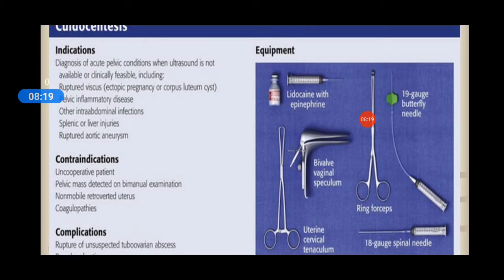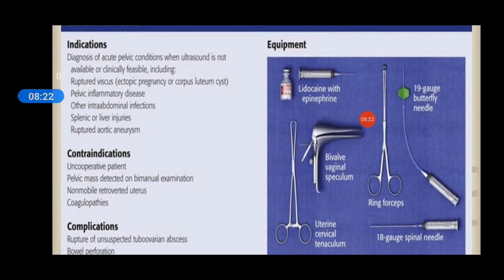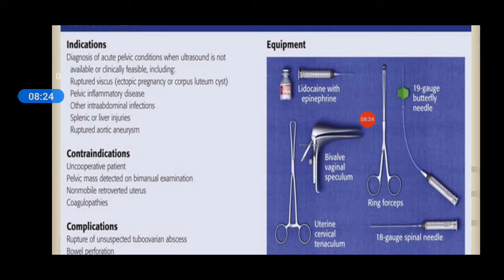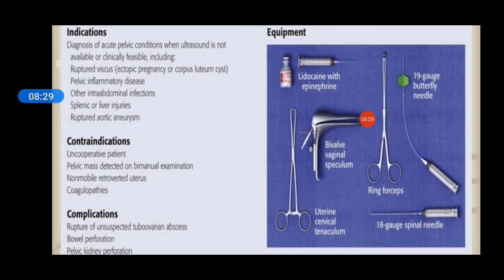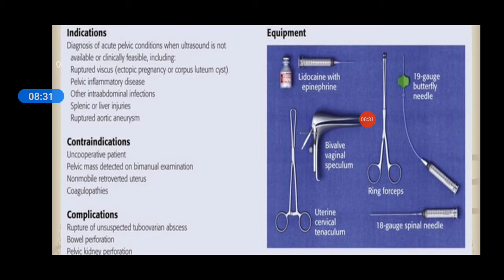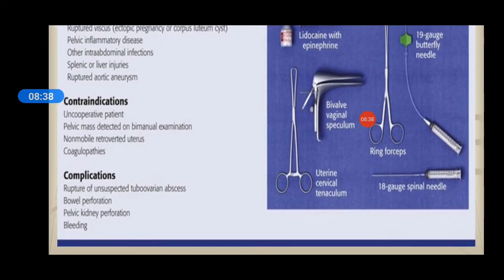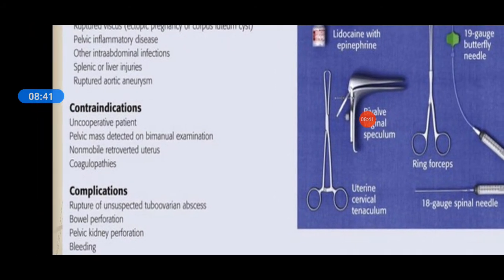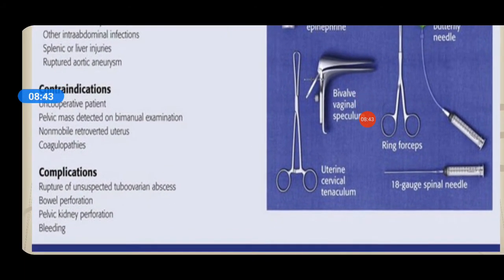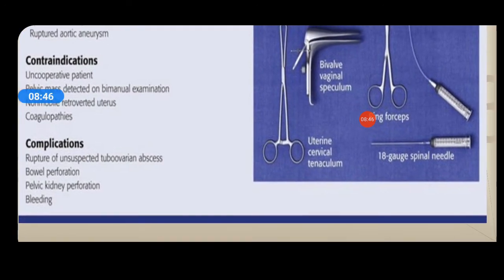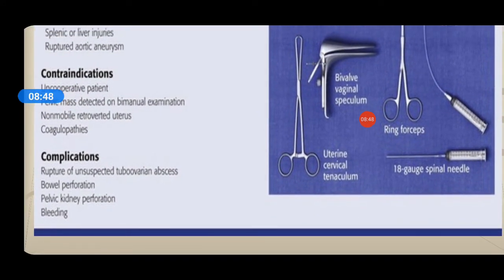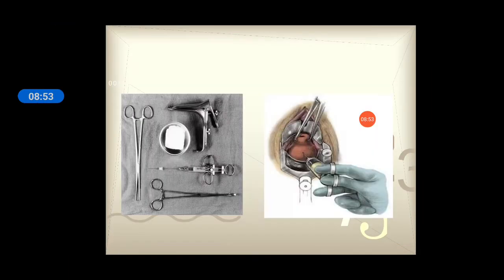and speculum, etc. Indications: diagnosis of acute pelvic condition when ultrasound is not available or clinically feasible, ruptured viscus, pelvic inflammatory disease or other intra-abdominal infections, splenic or liver injuries, ruptured aortic aneurysm. Contraindications: uncooperative patient, pelvic mass detected on bimanual examination, non-mobile retroverted uterus and coagulopathies. Complications: rupture of unsuspected tubo-ovarian abscess, bowel perforation, pelvic kidney perforation and bleeding.